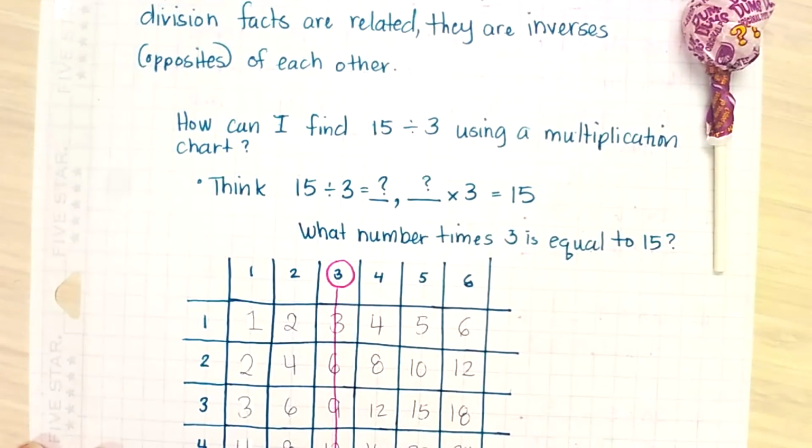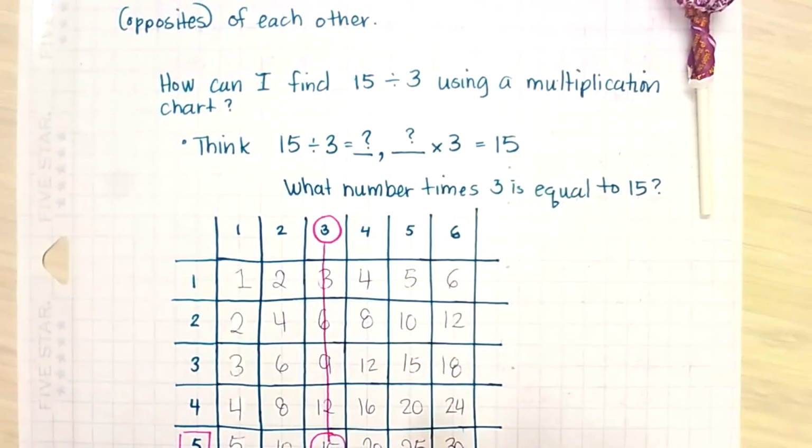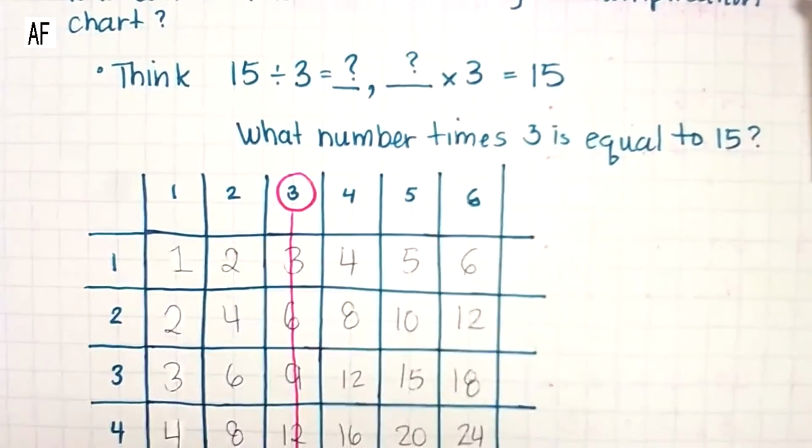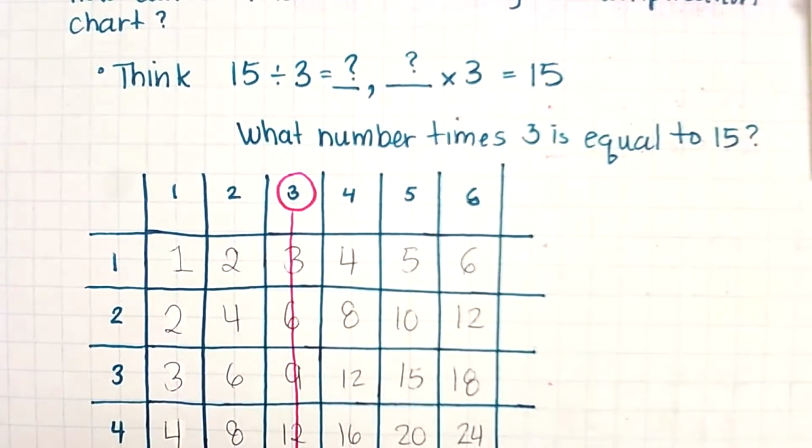So I can look either down here from the 3 or I can look across here from the 3. Remember, with our commutative property, it doesn't matter what order we work in, we will still get to our same answer when we're multiplying.